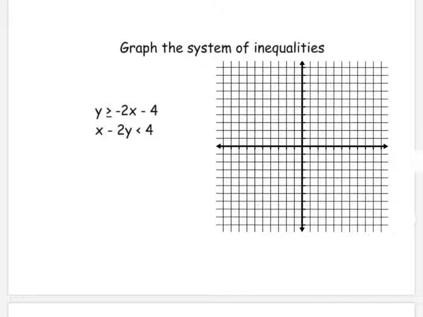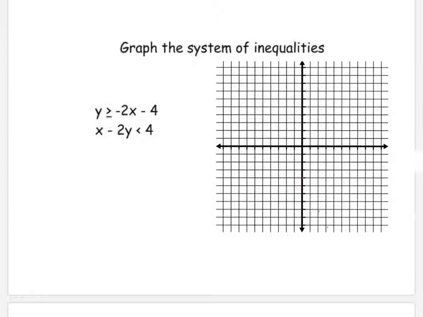That is written in slope-intercept form. So in order to graph it, we have to identify our y-intercept, which is negative 4. So I'm going to put a point at the negative 4. And then my slope is negative 2, so it's technically negative 2 over 1. Because it's negative, I'm going 2 down and 1 over, 2 down and 1 over each time.